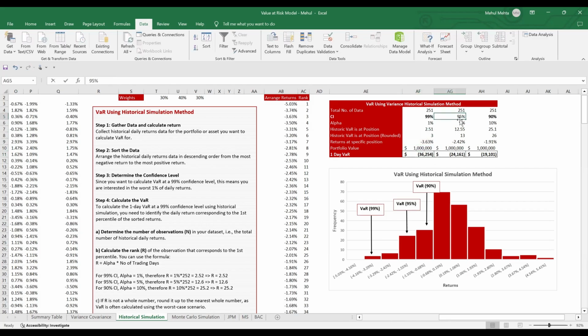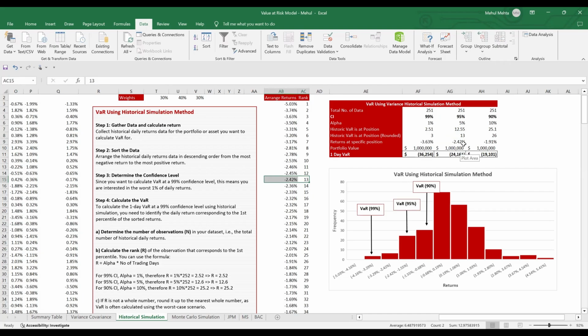Similarly, what we have taken here is 95%. When your certainty is 95%, your uncertainty is 5%. Always make sure your certainty and your uncertainty combined will be 100%. The next step is of course calculating the position, which is nothing but you multiply the number of data points you have with your uncertainty. This will give you 12.55. You just need to round it up because we do not have any 12.55 position. Once you round it up, you get 13. So you need to look at the returns at the 13th position.